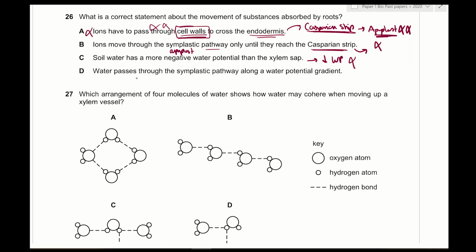D, the water passes through the symplastic pathway along a water potential gradient. This is correct. Water passes through a symplast pathway down water potential gradient. A symplast pathway is the pathway crossing cell walls into the actual cell itself, into the vacuoles. Therefore, D is going to be the correct answer.